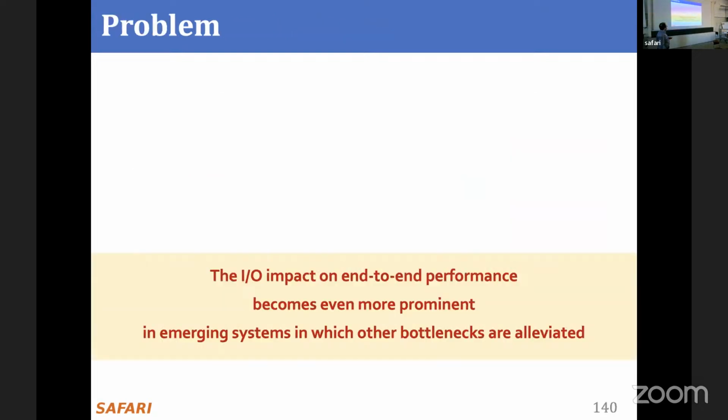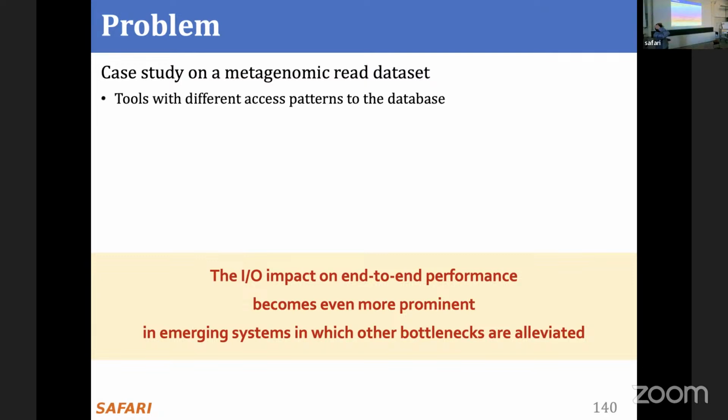So the problem is that the I/O impact on end-to-end performance becomes even more prominent in emerging systems in which other bottlenecks are alleviated. So the case study on metagenomic read dataset, tools with different access patterns to the database. We use different metagenomic applications that work with the problem that we wanted. And we use various state-of-the-art SSD configurations.